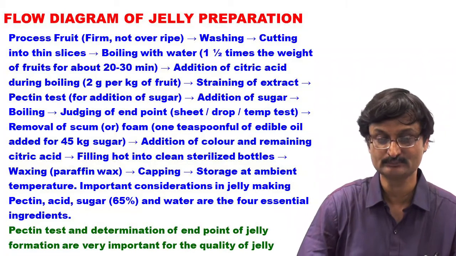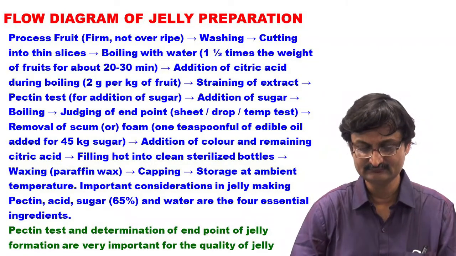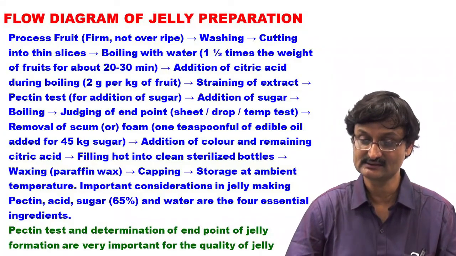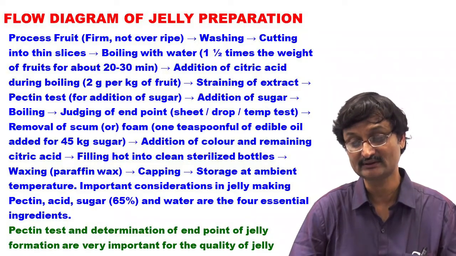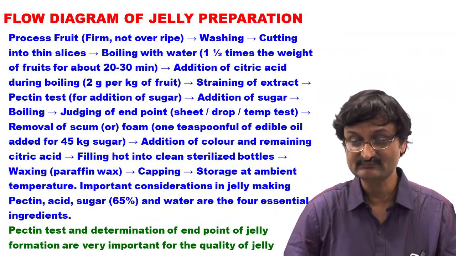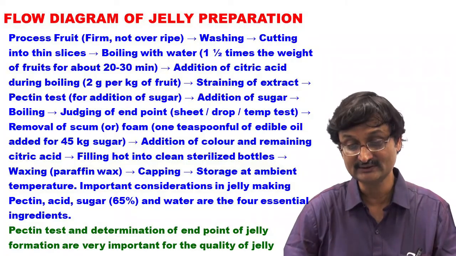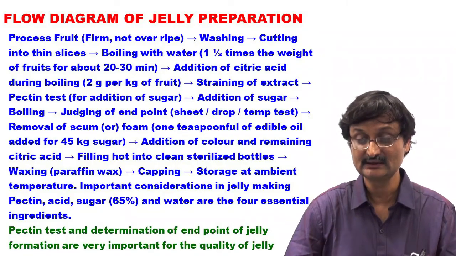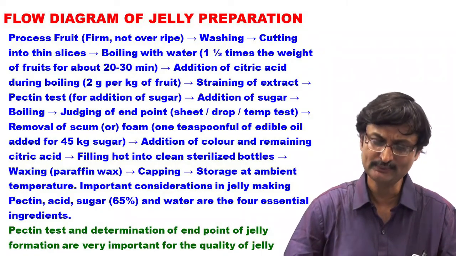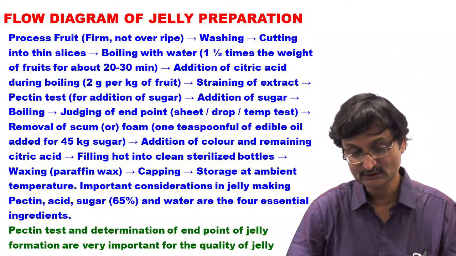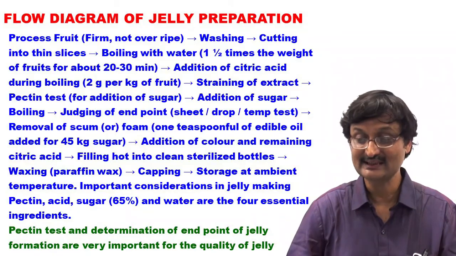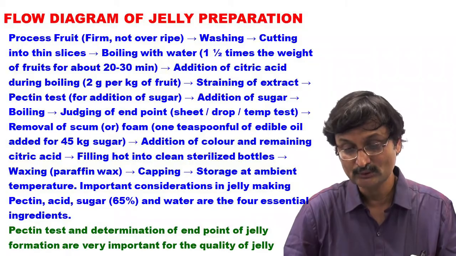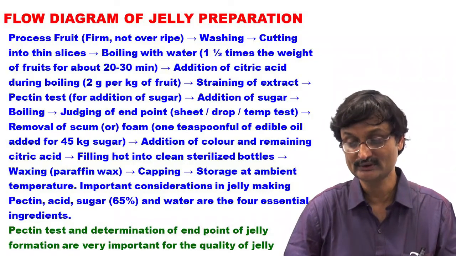Flow diagram of jelly preparation. This is simple, already we have discussed. Process fruit, firm, not overripe, washed. It is cut into thin slices, boiled with water 1.5 times the weight of fruit for about 20 to 30 minutes. Addition of citric acid during boiling, 2 grams per kg of fruit. Straining of extract. Pectin test for addition of sugar. Then sugar is added. Again it is boiled, and the end point is judged by sheet, drop or temperature test.